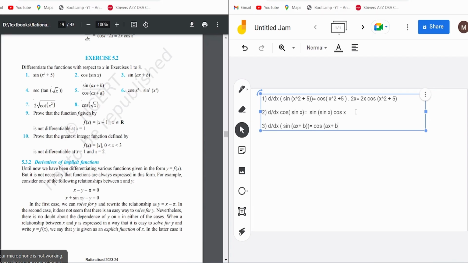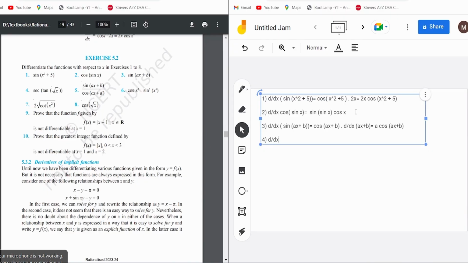Okay. Then multiplied by the differentiation of ax plus b, d by dx of ax plus b. So it would come out to be d by dx of ax plus b is nothing but a, because b is a constant, and differentiation of a constant is 0. So our final answer would be a times cos of ax plus b. Simple. It is just a very simple exercise. You can do it easily if you know differentiation.